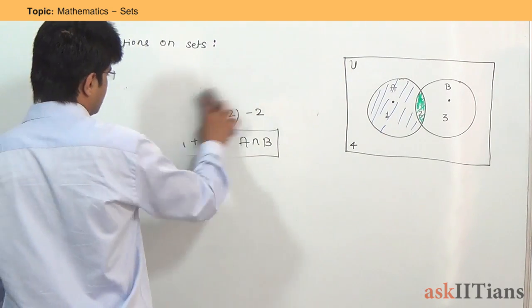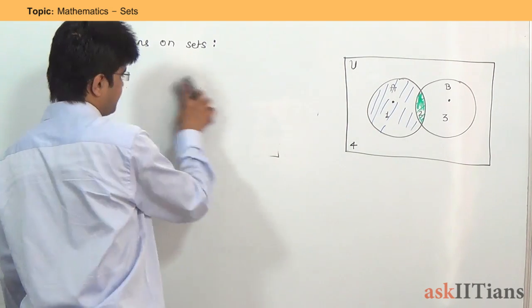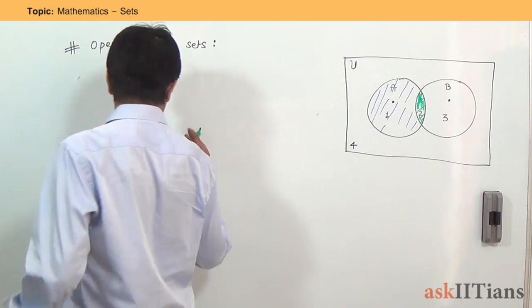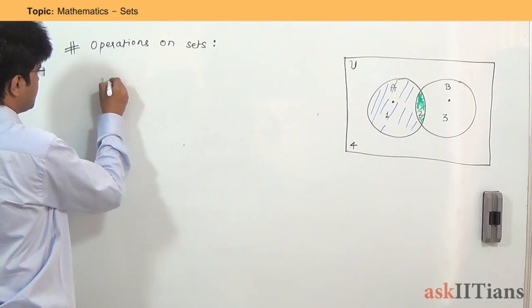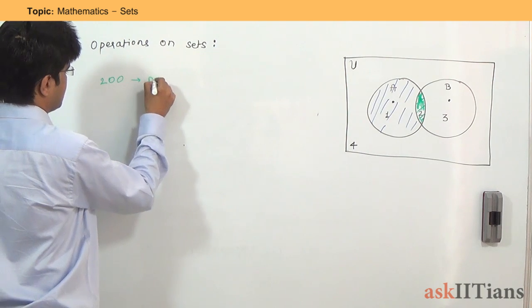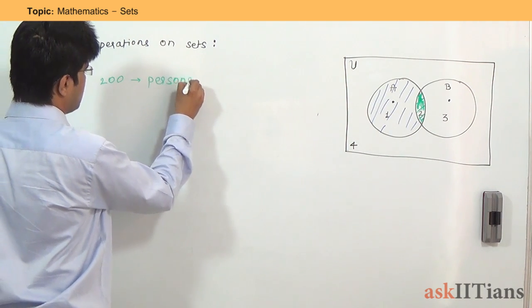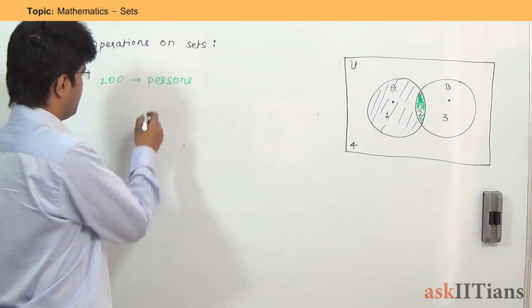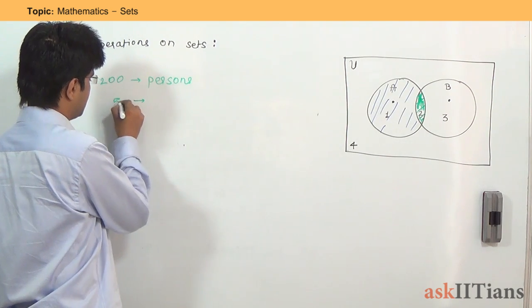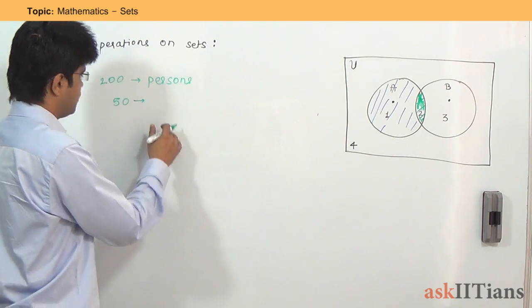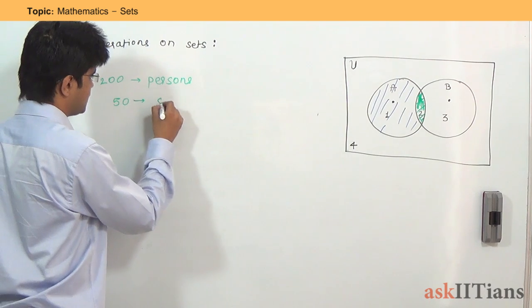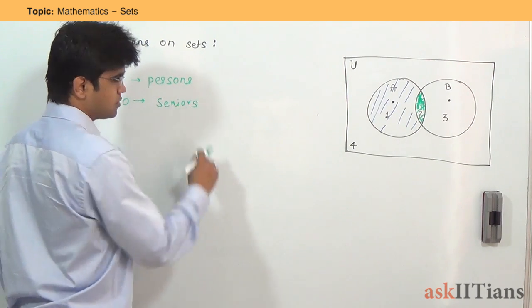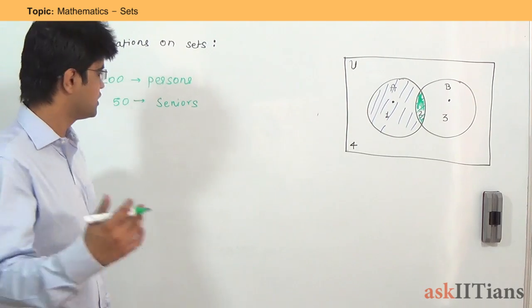Suppose that in your locality, there are 200 persons living. 50 persons are seniors, that means senior age persons, senior citizens.